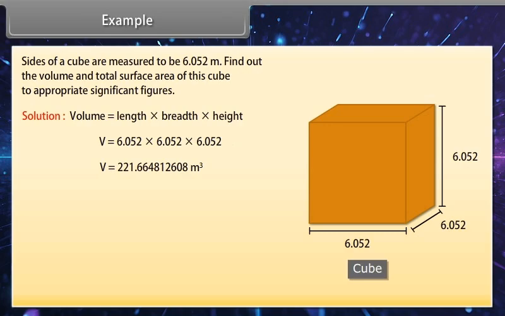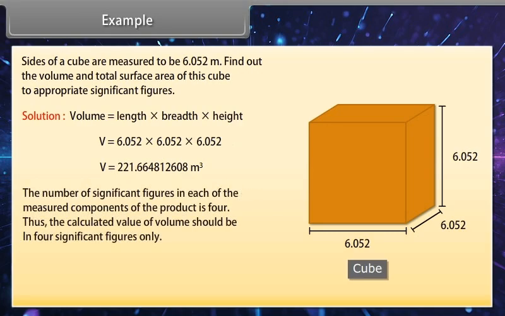221.665 meter cube. The number of significant figures in each of the measured components of the product is 4. Thus, the calculated value of volume should be in 4 significant figures only. Thus, V = 221.7 meter cube.